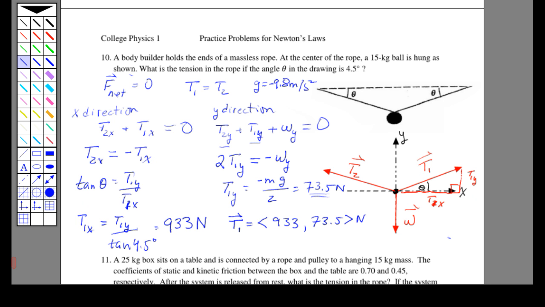Okay. If I want the magnitude, I could use Pythagoras' theorem. I compute the square root of 933 squared plus 73.5 squared, and you should get something close to 936 newtons. And again, the problem is to two significant figures, so I'm going to round this to 940 newtons. All right, that's it.